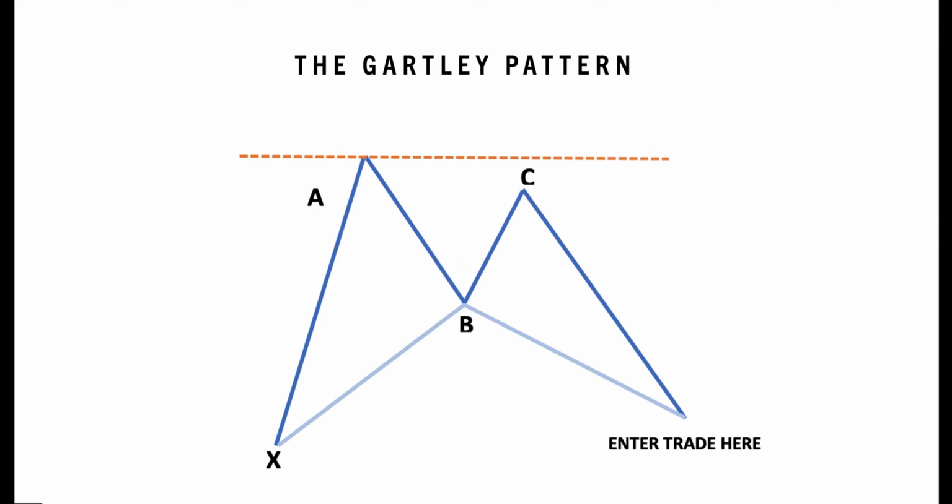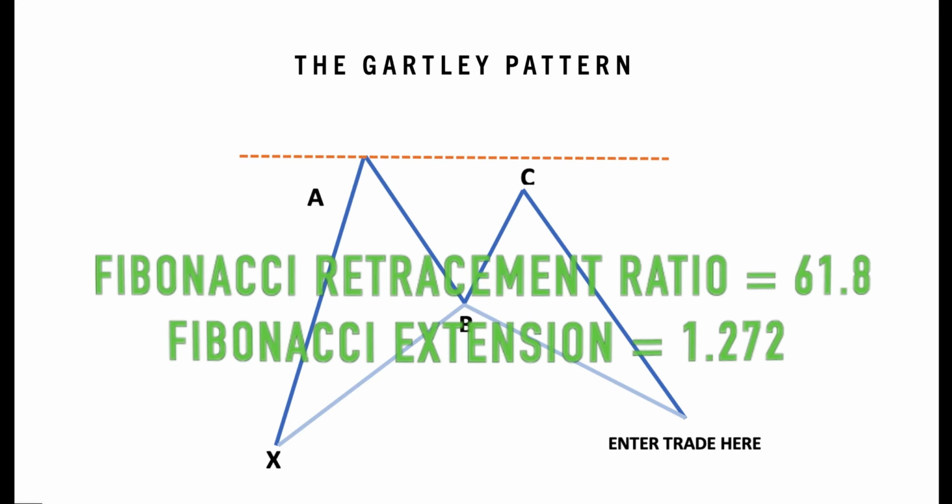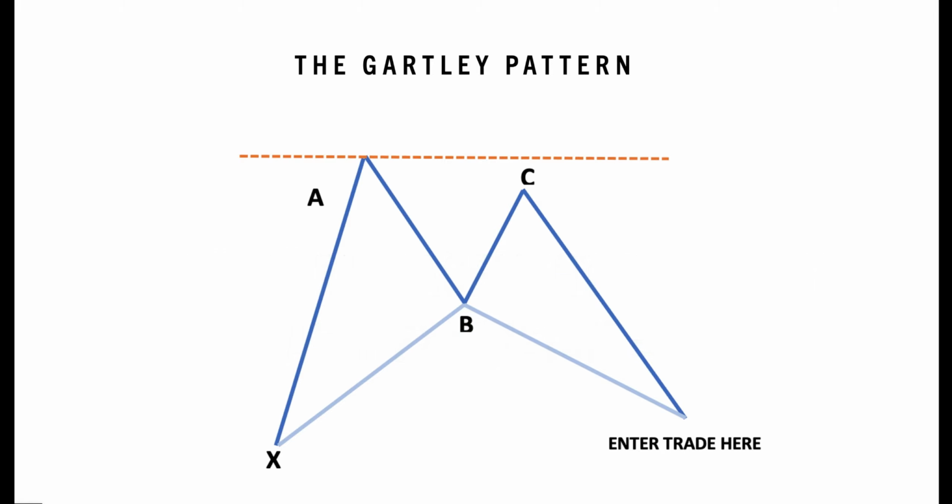Let's talk about the Gartley formation pattern. When coming up with the Gartley pattern, you have to use the Fibonacci retracement ratio. The Fibonacci ratios you would have to use are the 61.8 retracement and the 1.272, which is also known as the Fibonacci extension. Again, that's the Fibonacci retracement ratio of 61.8 and the 1.272 Fibonacci extension.